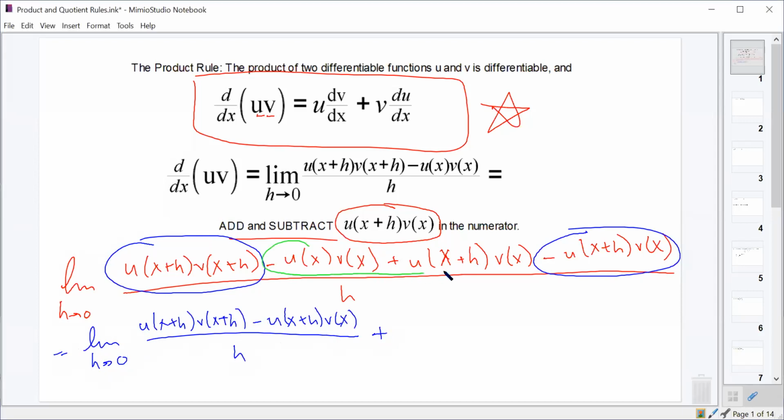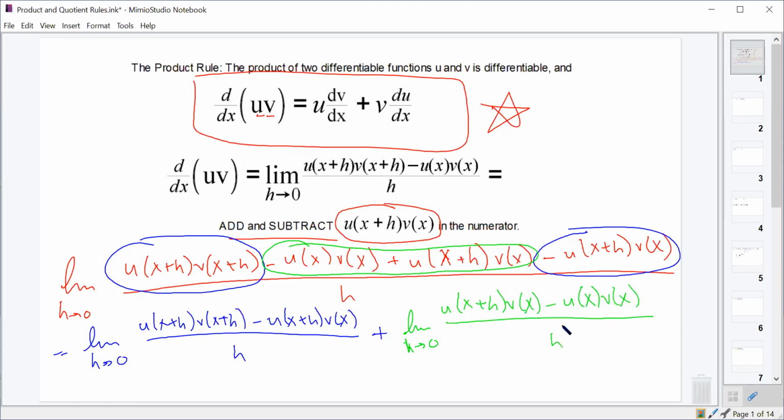we group these two together, right? And just because I like to put addition first, we'll call this the limit as h approaches 0 of positive u of x plus h, v of x, minus u of x, v of x, all over h. Everybody good with that? Okay, cool.